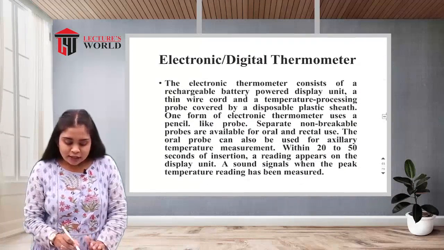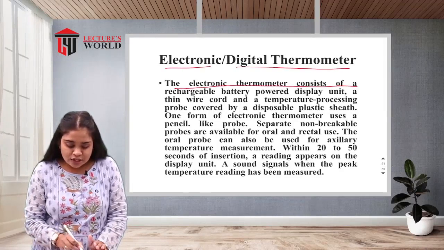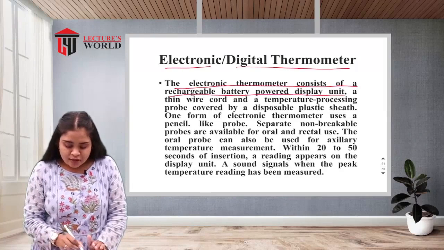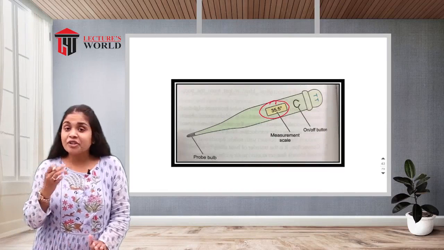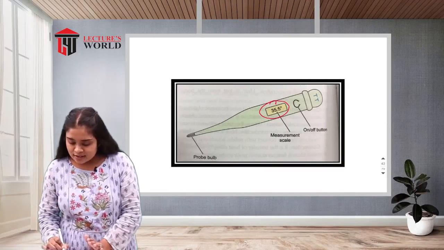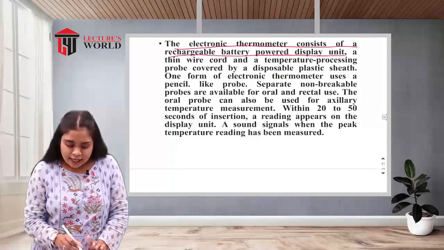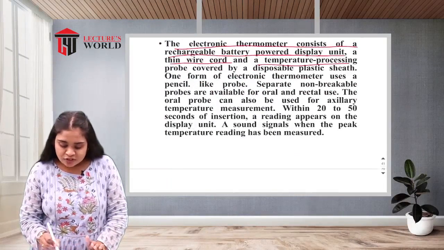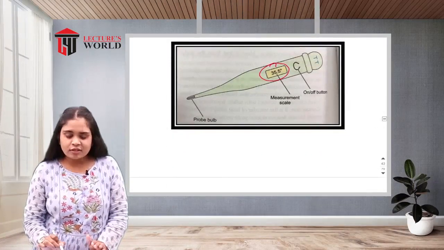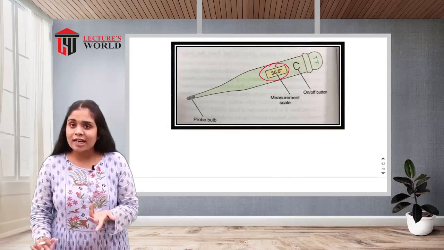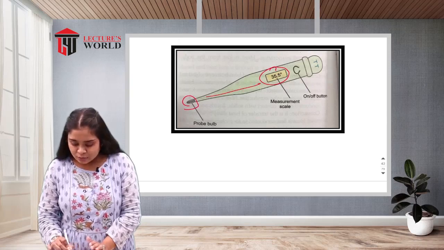Now we'll be talking about the electronic and digital thermometer. The electronic thermometer consists of a rechargeable battery-powered display unit. Here you can see the display unit, where it shows the reading of the patient. As you can see, 35.5 degrees Celsius. And a thin wire cord and a temperature processing probe covered with a disposable plastic sheet. Here you can see inside this there will be the wiring, of course, because this is the electronic one. And here one probe bulb is there, and it is covered with a plastic sheet.